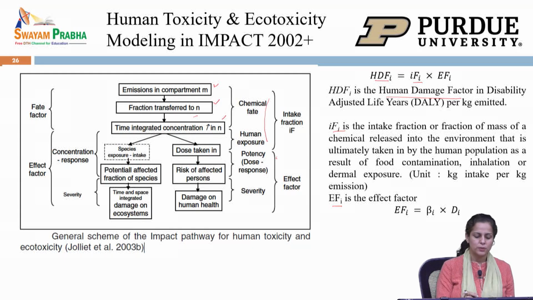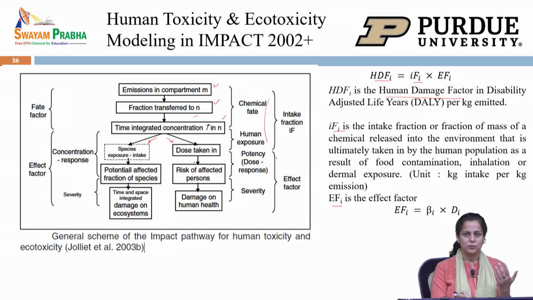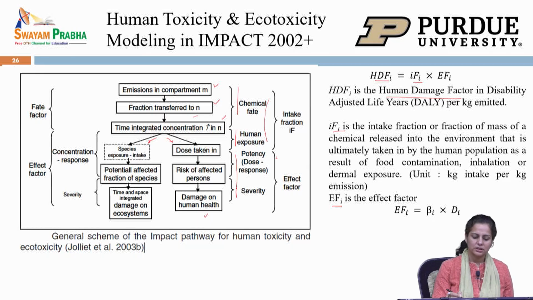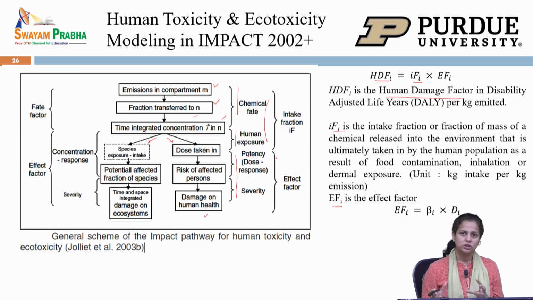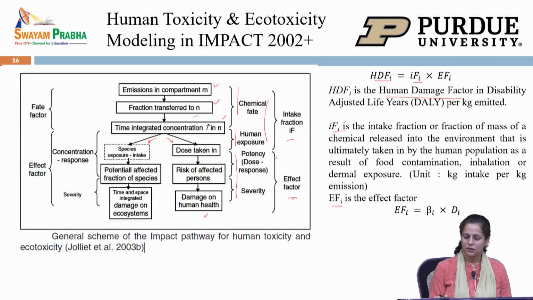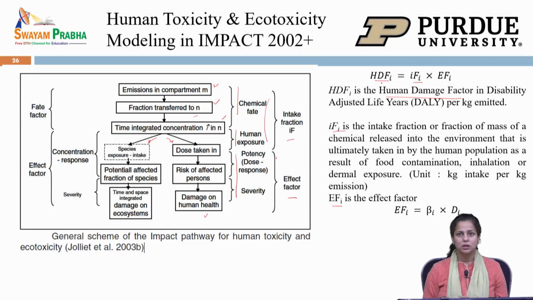And see, there are two pathways, one is the human exposure and the other one is the ecological exposure. So for human exposure, let's say it's in air and we have some toxic chemical that we breathe in, so that's the dose taken in. Risk of affected person, so we calculate the risk, and then the damage to human health. So from here to here is the human exposure, how much we are exposed. Here to here is the chemical fate, where it is going, and from here to here it's actually looking at the response of the humans to that chemical. So when we combine all that together, intake factor and effect factor, we calculate SDFI, which is the human damage.